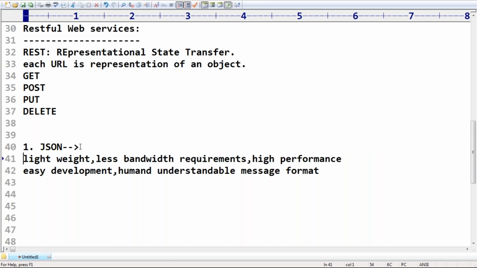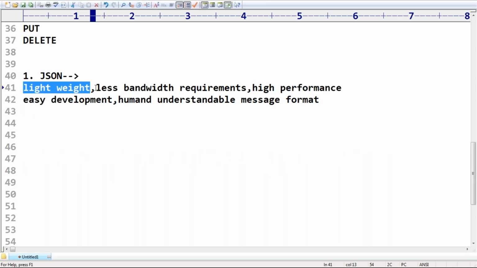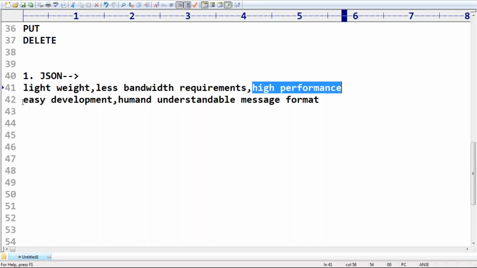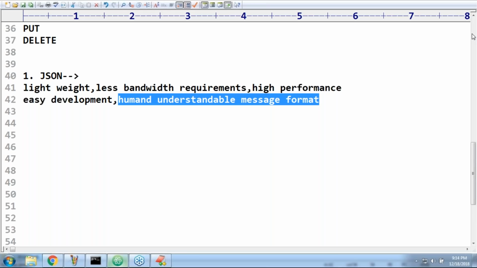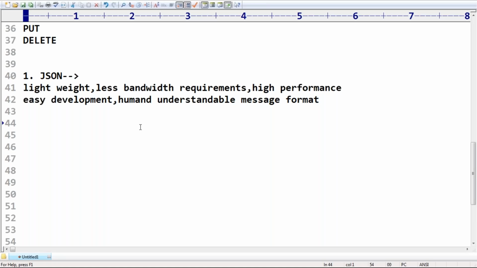Lightweight. But if it's SOAP-based, heavyweight. Sir, here less bandwidth, but there more bandwidth requirements. Sir, high performance, but there low performance. Easy development, but their development will become more complex. Next, human understandable message format. XML data is understandable, but when compared with JSON, readability is low. Getting it? Because of these benefits, the most commonly used type of web services are RESTful web services. Anyway, sir, all these words, slowly, while our course is going on, you will get much clarity, sir.